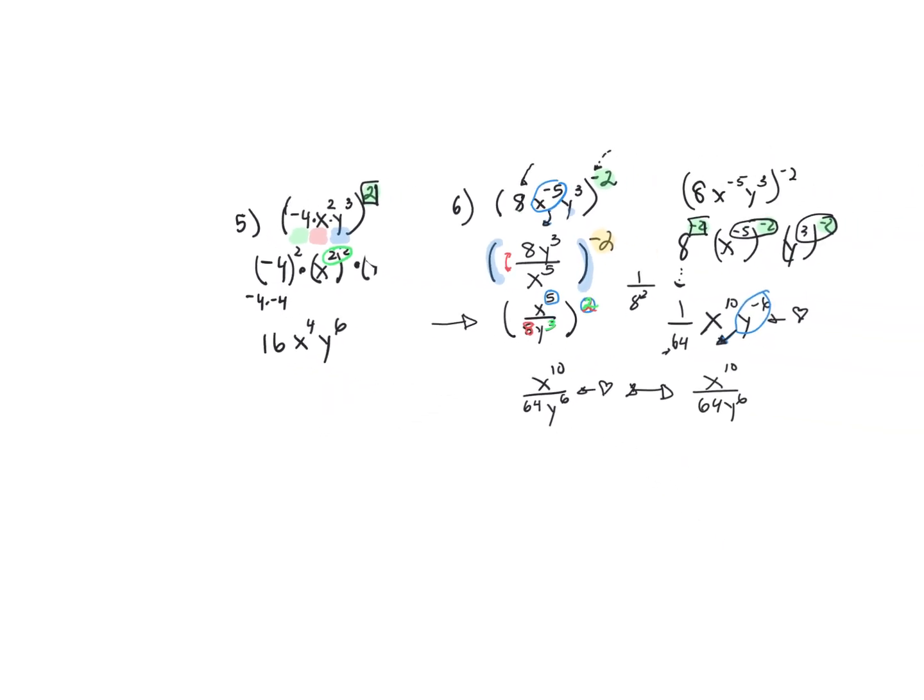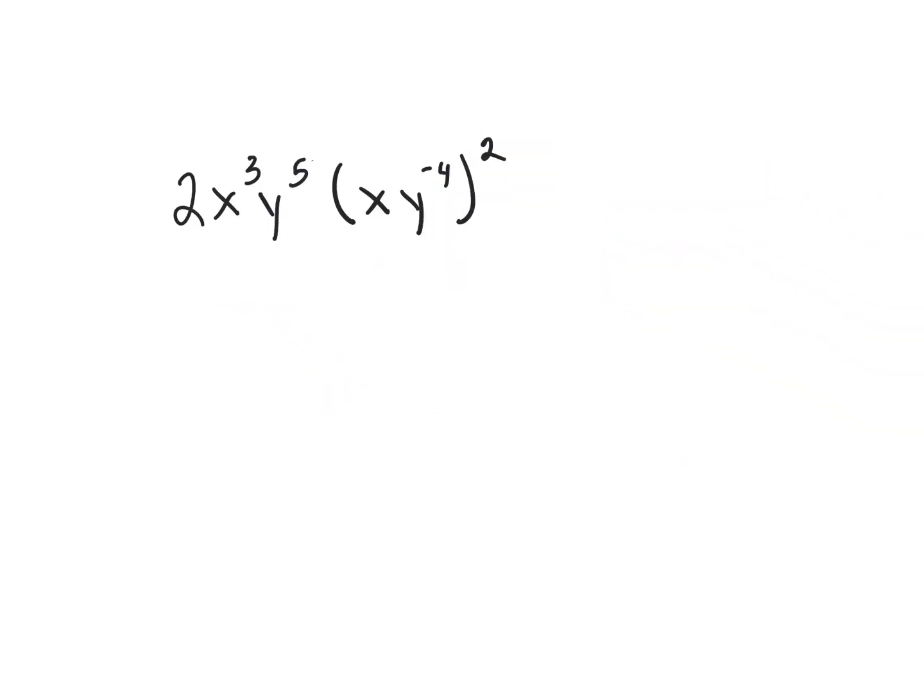So let me go over one more. This one has multiplication, and it has a power to a power. So it has powers raised to another power, and it has multiplication. So you have to do the power to power first. Therefore, we're going to rewrite 2x cubed, y to the fifth, times x squared, since the x is being squared, and then the y is a power to a power, so we're going to multiply those.